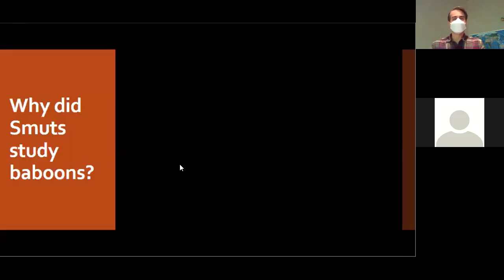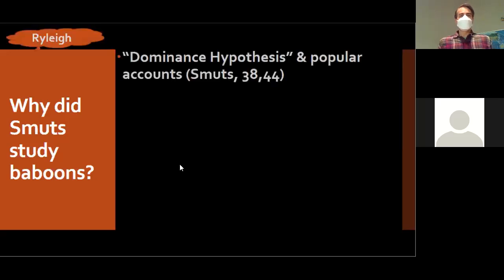All right, so after all that, if Smuts was not studying baboons because they are just like us, this of course begs the question of what she was studying them for. And as one of you pointed out, you're expecting that we're going to learn about friends and friendship, which we do, but her main object of investigation is something called the dominance hypothesis, or the male dominance hypothesis.